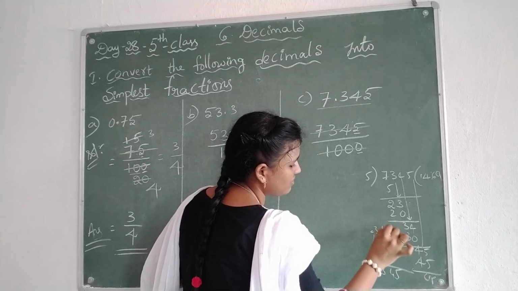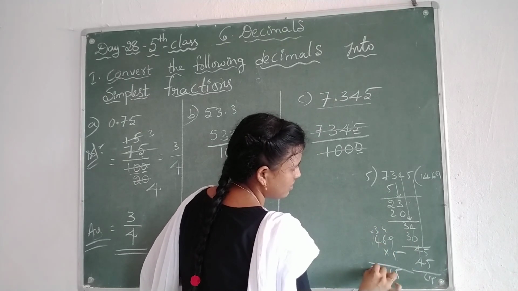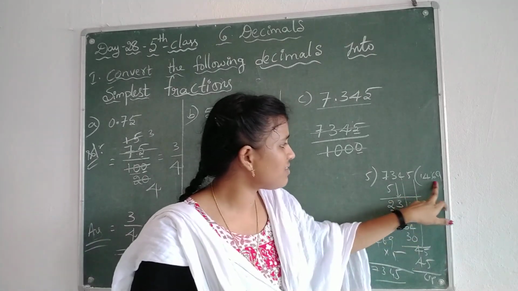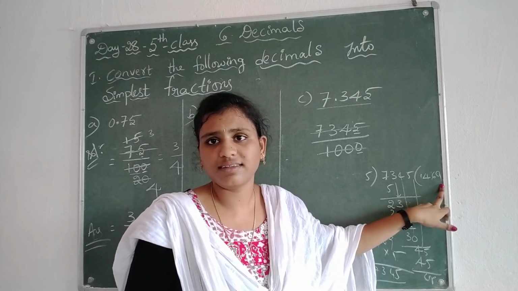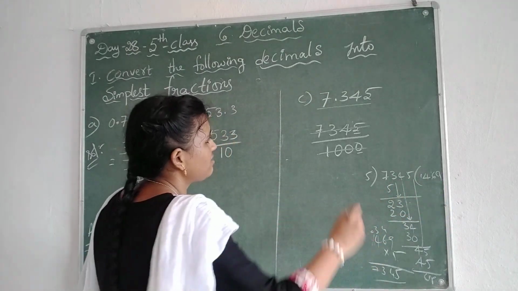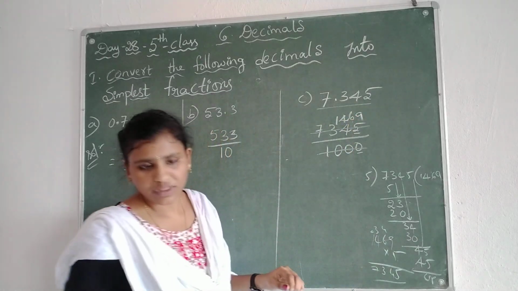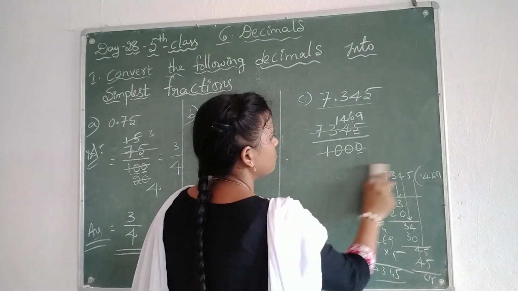34, 23, 7. Do you get the dividend? Yes. So the answer is 1469. That means 1469 times.